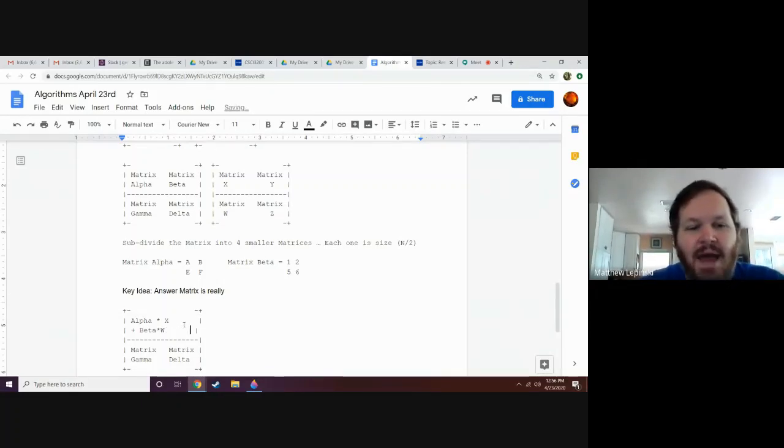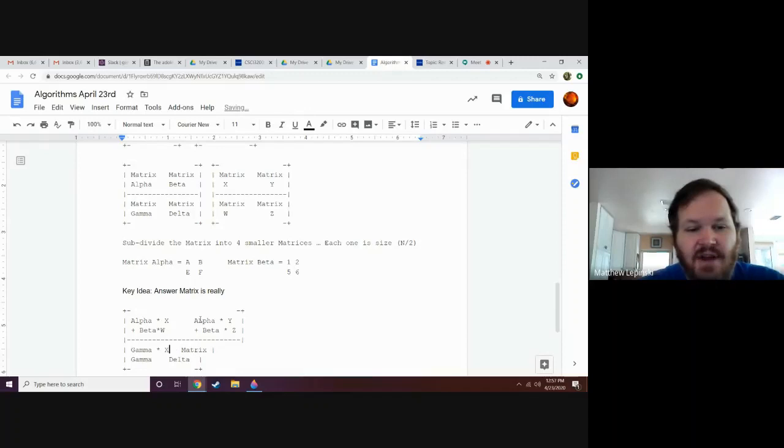And the magic of linear algebra and the linearity of matrix multiplication is that we can write the answer matrix in terms of multiplication of these smaller matrices. So this is going to be alpha times y, beta times z. Okay. And this dash here is just an imaginary line in the middle of the matrix for my benefit.